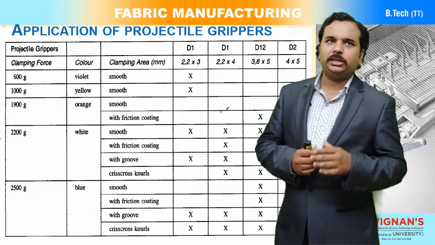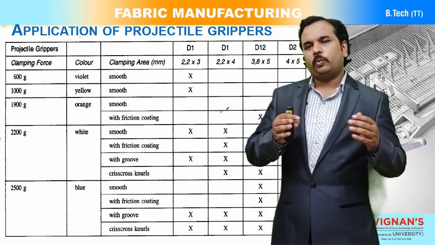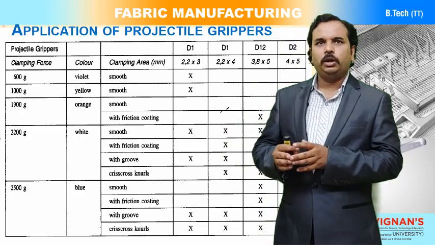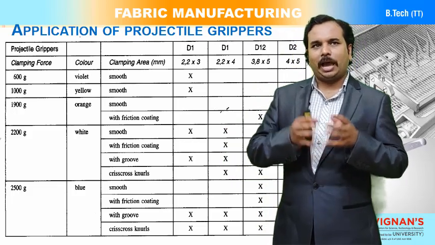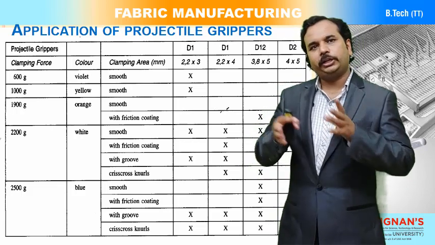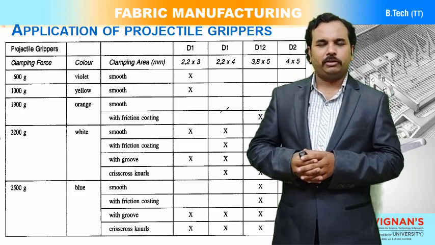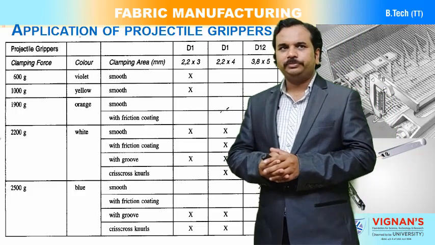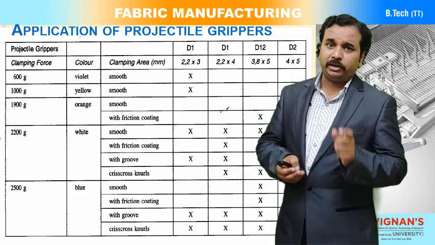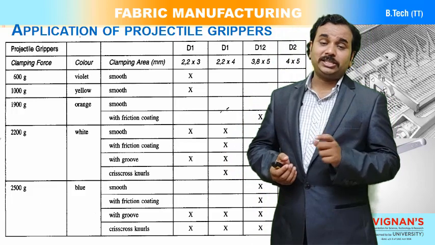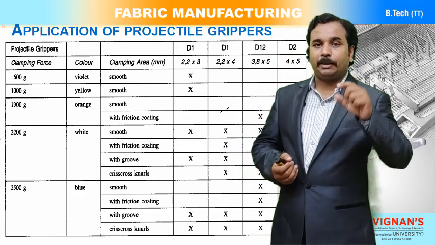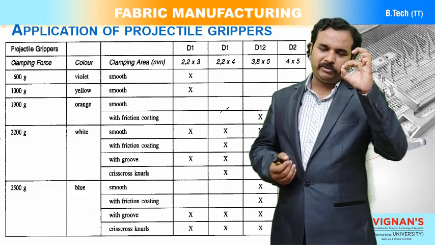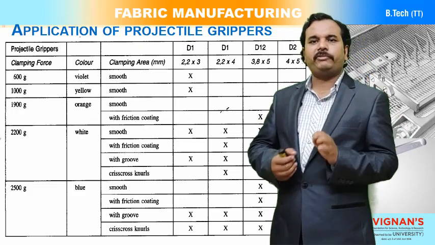Now you can see the projectile grippers and the different types of projectiles, D1, D12 and D2, and the clamping forces available in each particular case are given here. You can see the 600 gram force clamping force we are discussing. So that much force is applied between the grippers to hold the weft yarn.